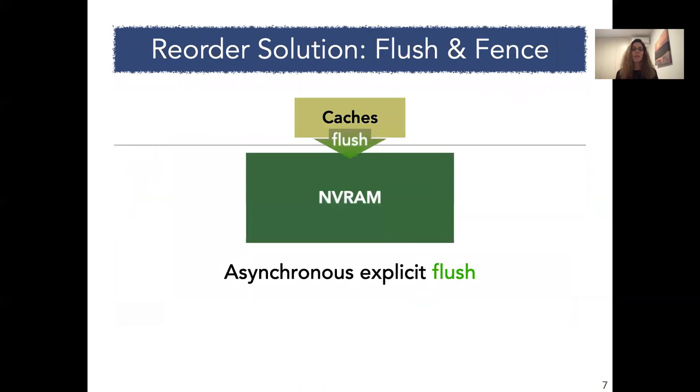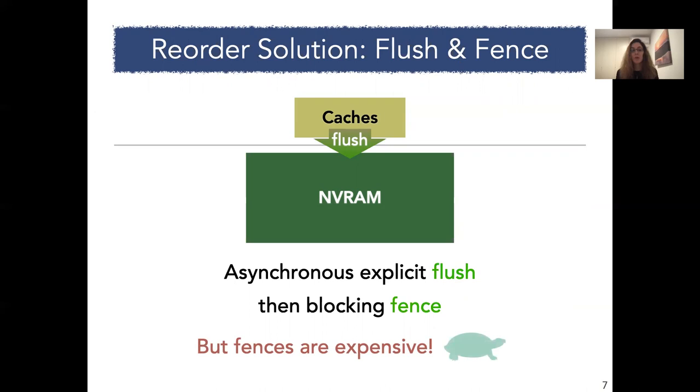We deal with the reordering of writes in memory using explicit flushes. After placing asynchronous flush instructions, we need to place a blocking fence in order to make sure that the flushes complete. We don't want to place flush and fence after every memory access, since fences are blocking and will slow us down. But we must use at least one fence per update operation.